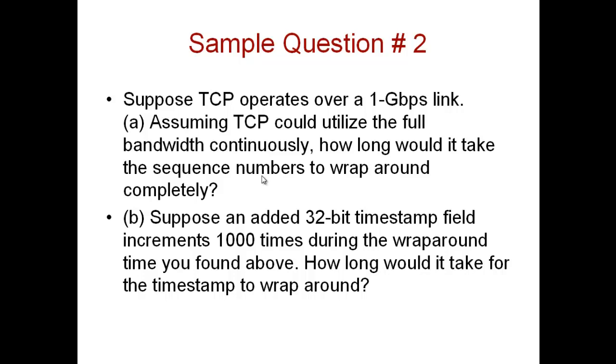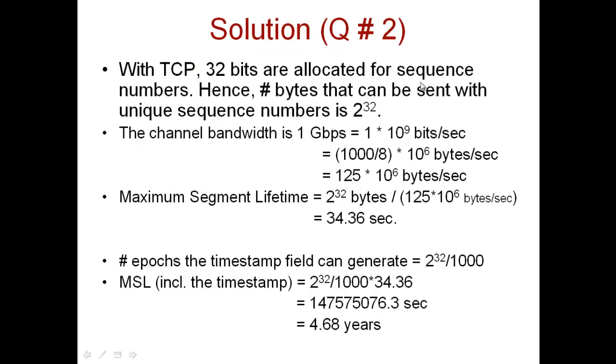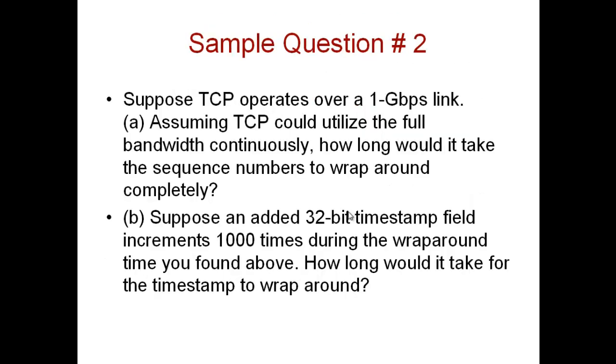So suppose we have used a timestamp option, and it's a 32-bit option, and it increments 1000 times during the wraparound time we have found above. What it means is during this 34.36 seconds, the timestamp value that you use in the options has changed from one value to the other. So it has changed 1000 times. What we want to find out is the new maximum segment lifetime that we can have, or basically how long it takes now for the timestamp to wrap around.